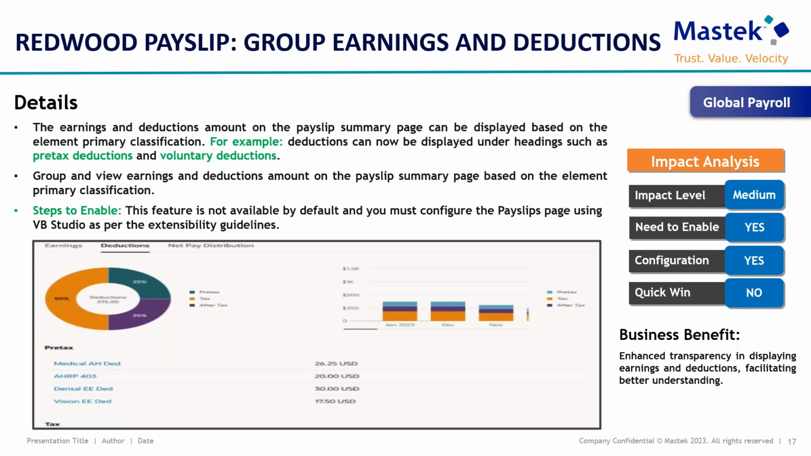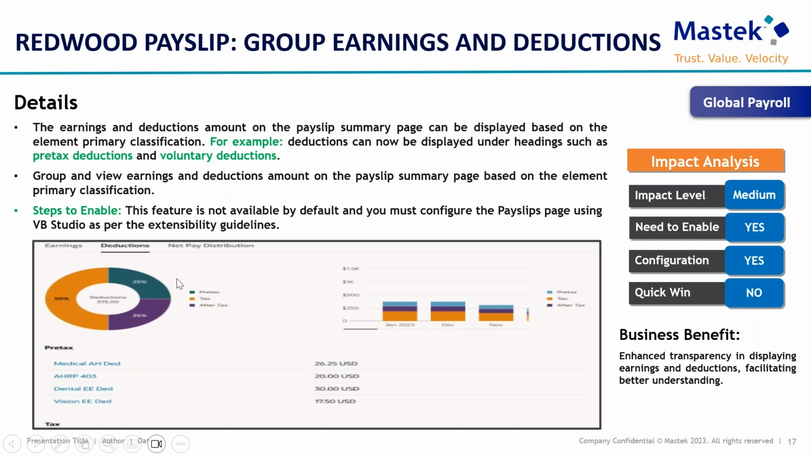Moving on to the next feature, which is related to Redwood Payslip, group earning and deduction. You might have seen the feature Oracle introduced a couple of upgrades back where they introduced a new payslip. This particular feature is an extension of that old feature. By using this feature, you will be able to group the earnings and deductions for the employee. For example, you can group different elements inside the pre-tax deduction and different elements inside the voluntary deduction. So you will be able to see a proper bar chart or pie chart inside the payslip screen.